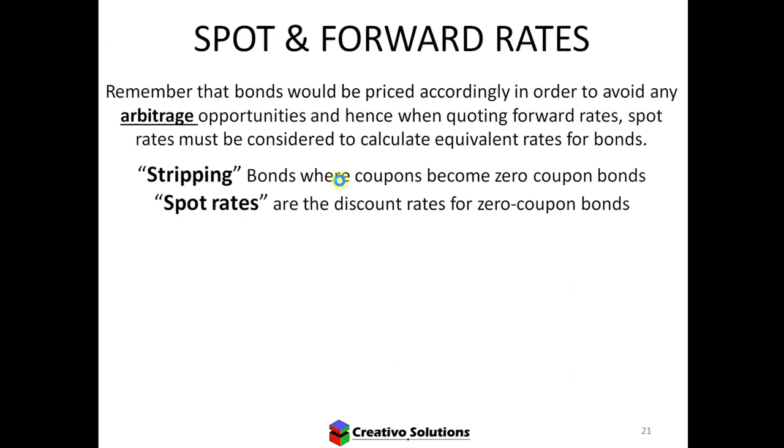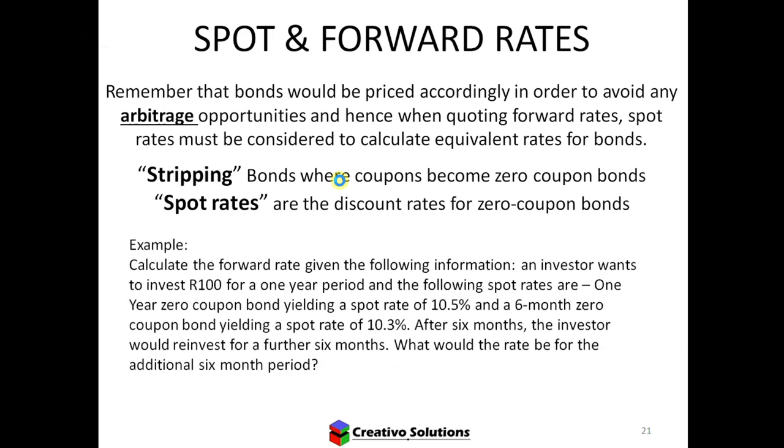Right, so before we continue, just some 2 important definitions to describe. Stripping, which is bonds where coupons become 0 coupon bonds, and we're discounting those back in time. Spot rates is the actual current rate, okay, for those discount rates for 0 coupon bonds. Right, so here's an example looking at these rates, these forward rates and these spot rates.